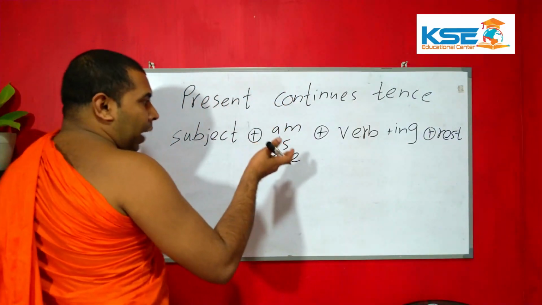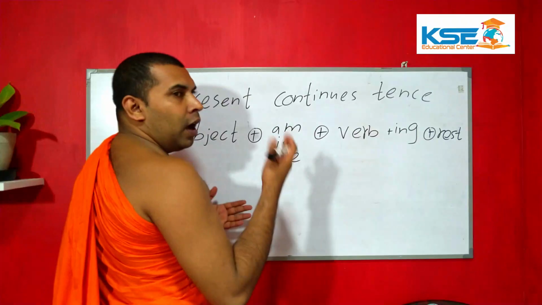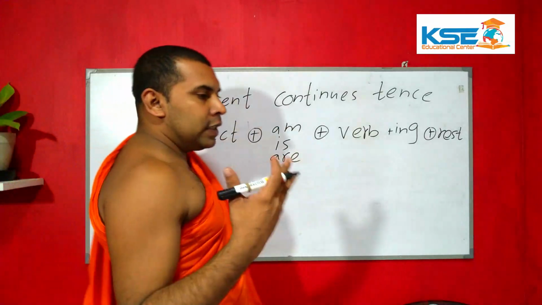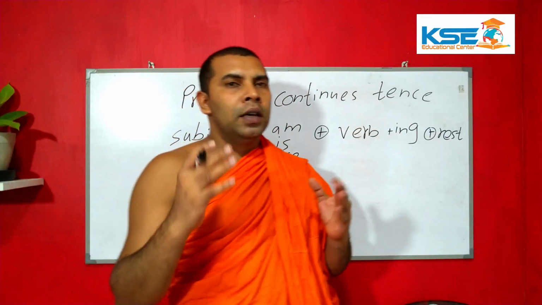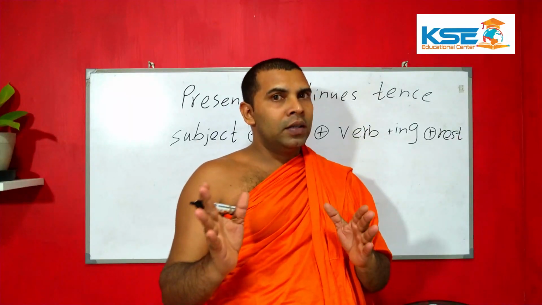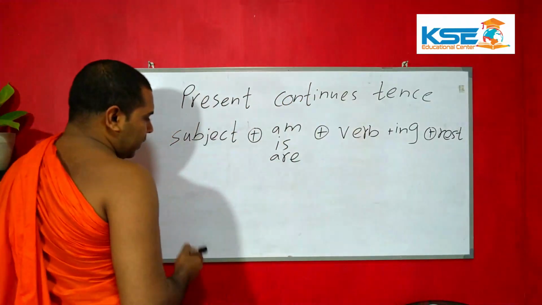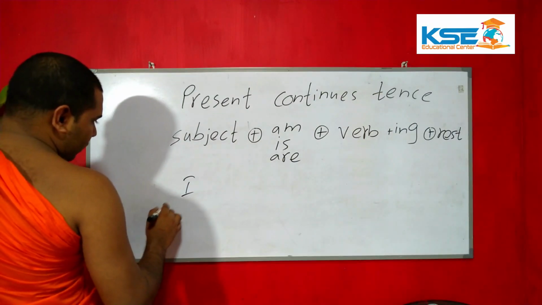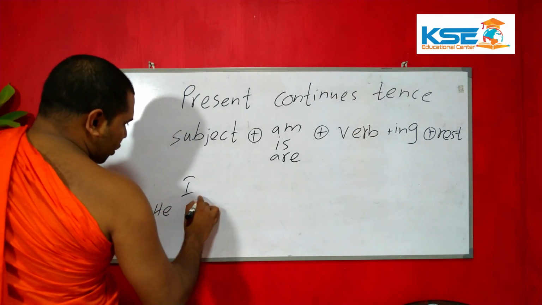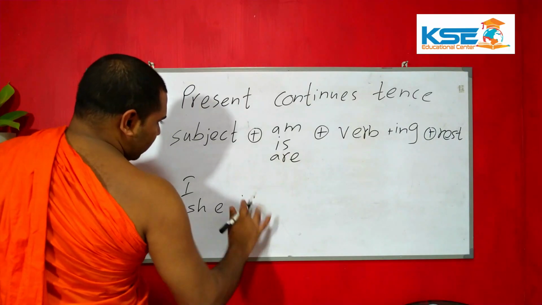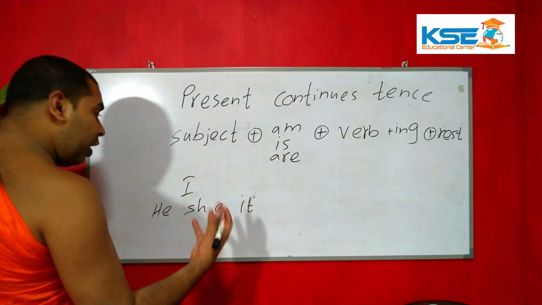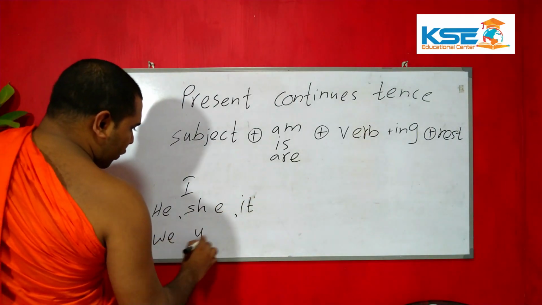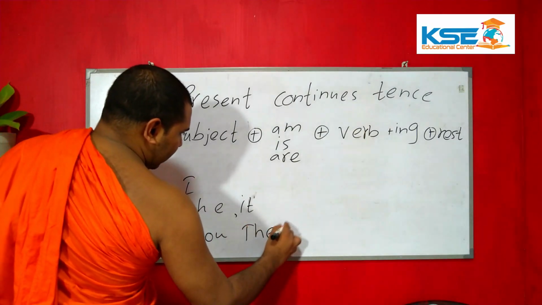Now I am giving you the information about the be verbs. How do we use be verbs with the subjects? In English, there are personal pronouns, nearly seven of them. I will write this down here: I, he, she, and it. And also there are plural pronouns: we, you, and they.